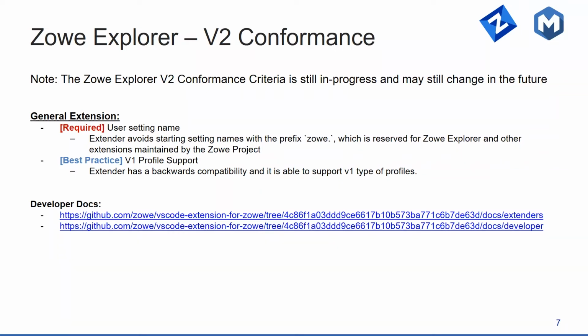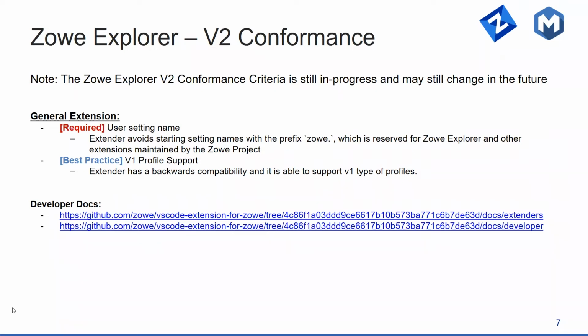So the first one, there will be changes. The general extension. In terms of user setting names, we are going to set it from best practice to required. It means that the extender should avoid starting the settings name with the prefix Zowe. So in the previous slide, you saw that we use Zowe.ds, Zowe.uss. If you're an extender, you shouldn't use the word Zowe because this word is reserved for the Zowe Explorer extension and other extensions maintained by the Zowe project, like the Zowe FTP extension and as well as the CICS extension.